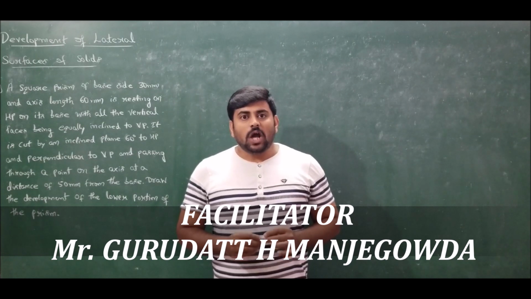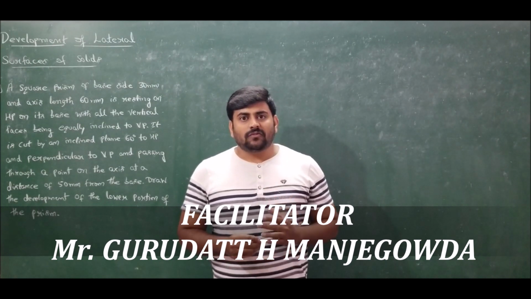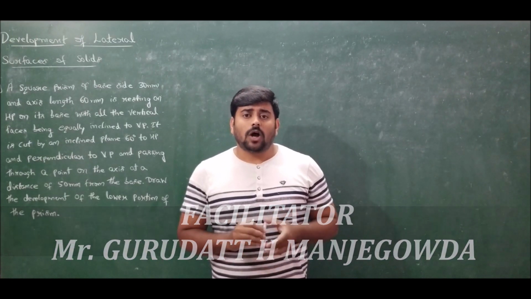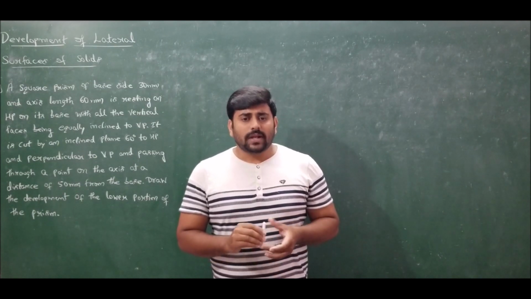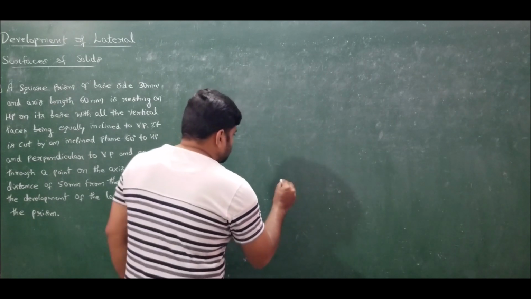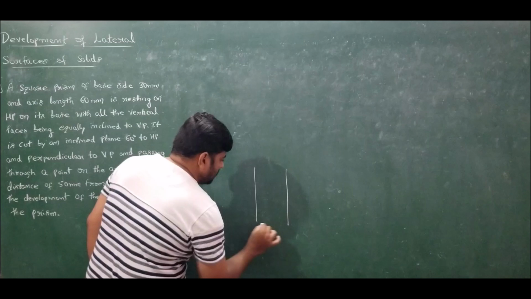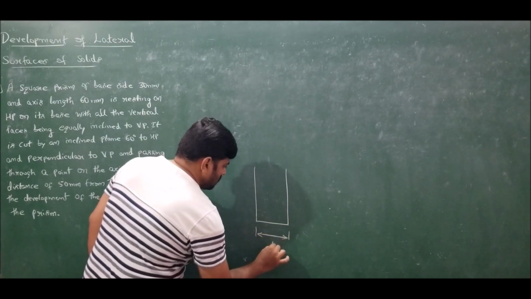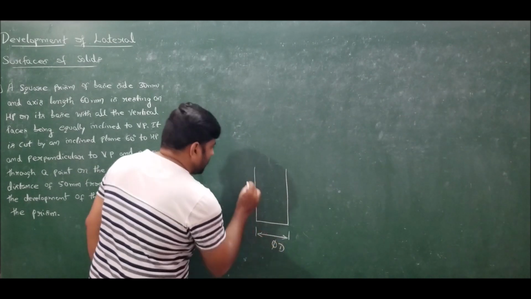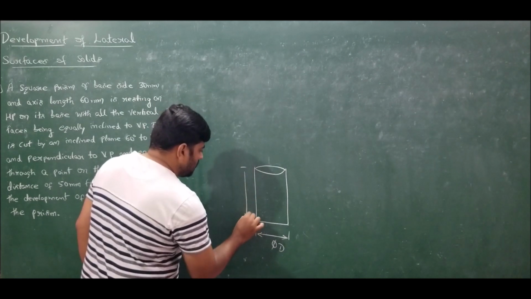Let us consider any object such as a pyramid or prism. The process of unfolding all the surfaces of an object is termed as developing of an object. What I mean to say is, let us consider a cylinder like this. For a cylinder, we will know the diameter of the cylinder, and also the height of the cylinder. Let us consider a vertical cylinder like this.